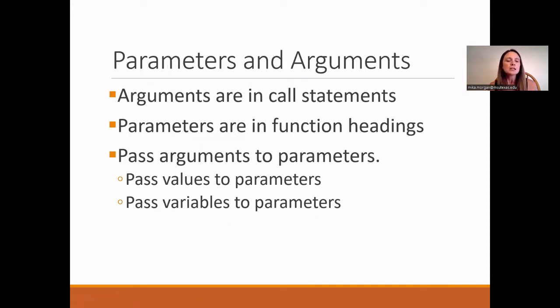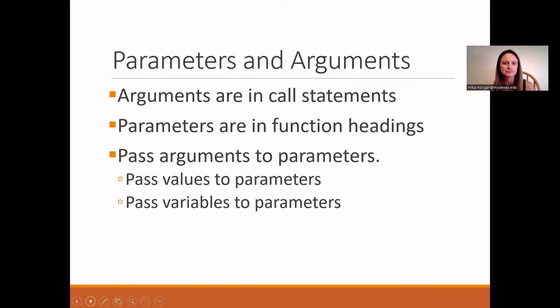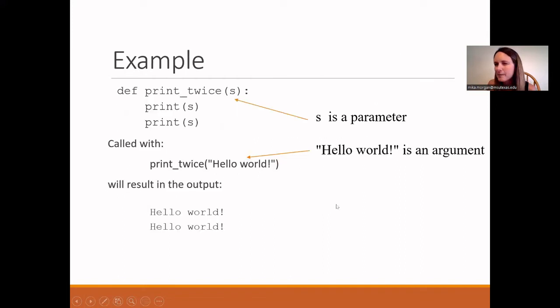Okay. So an argument is what you pass in whenever you actually call it. And the parameter is what we have inside the function heading. So in this example, your x is going to be your parameter, and the 2 would be what you actually pass in as the argument in your call statement. And that's just kind of some vocabulary. You want to make sure you know the difference between those 2 vocabulary definitions.